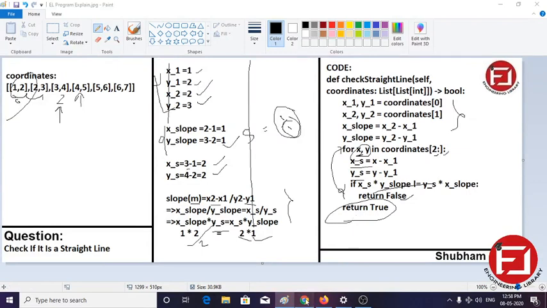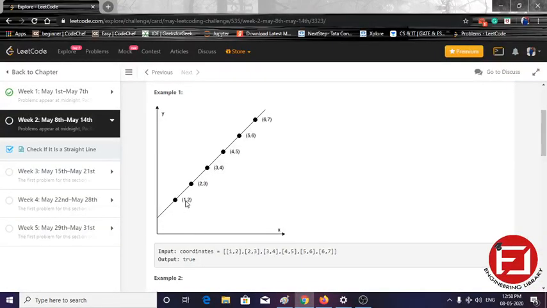So again I'm going to repeat. Firstly we will extract these two coordinates and calculate the slope of this. Then from here onward we will go to the last and calculate the slope from the starting point to that particular point, and match whether that slope is equal to the initial slope or not. If at any point till the end it is not matching, then we have to return false.